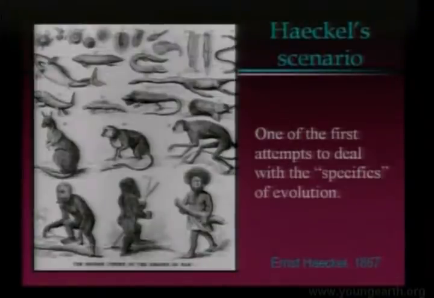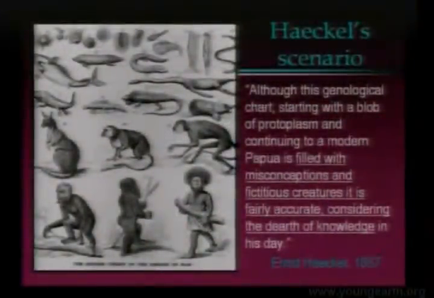I got this out of a biology textbook, and I couldn't believe what they said about this drawing by Haeckel, who, by the way, if you're familiar with his work on recapitulation, he actually falsified the data, used the same woodcut more than once to show how similar pigs and humans are as an embryo. In the book, look what they say. This is a biology textbook. Although this genealogical chart, starting with a blob of protoplasm up here, and continuing to a modern Papua, that's the gentleman down here, although this is filled with misconceptions and fictitious creatures, it's fairly accurate.